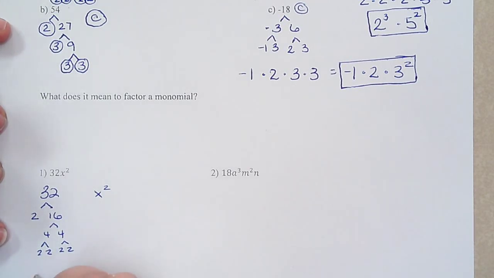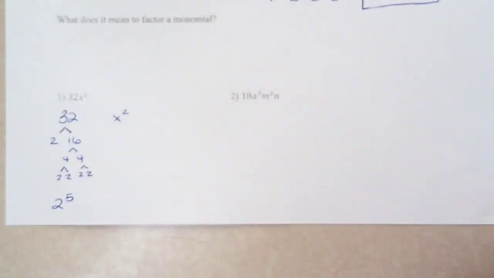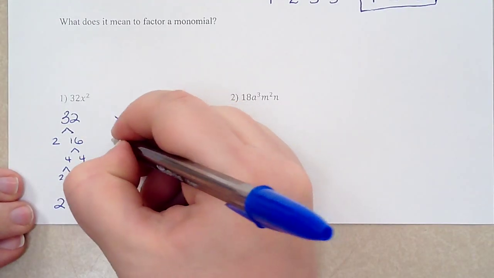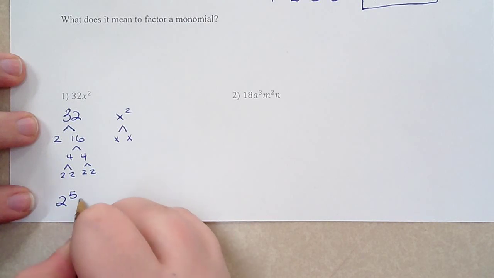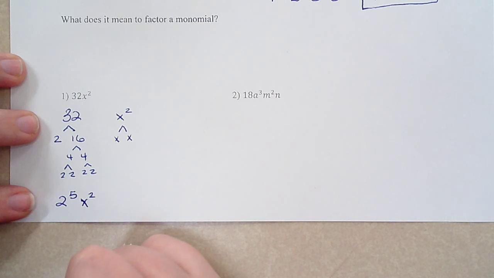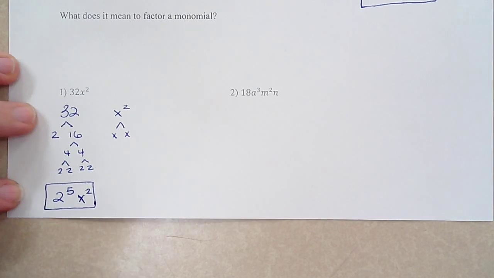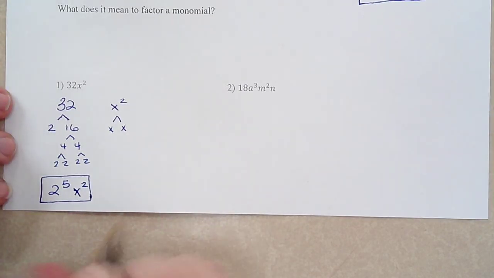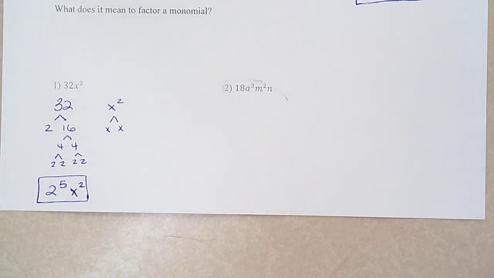So I end up having 2 to the 5th, or 2 times 2 times 2 times 2 times 2, and x squared, which can be broken up into x and x. So if I wanted to show this in its factored form, we would have 2 to the 5th times x squared. We could pull something out of these, but I'm going to leave it in this form just to simplify. I'll give you a little bit of time to do number 2. See if you can do that on your own.